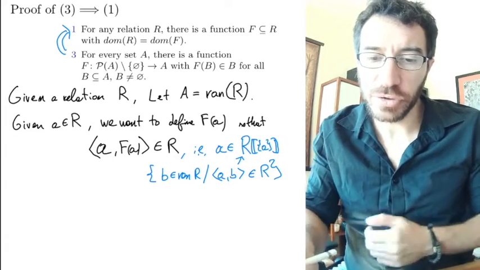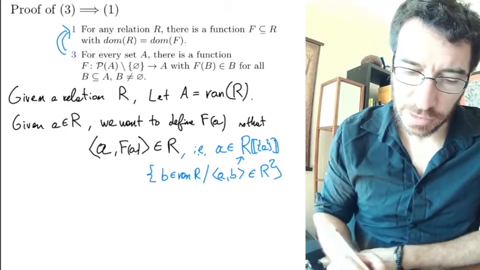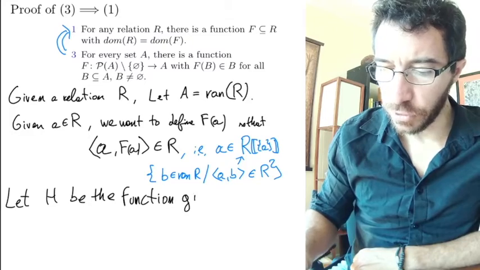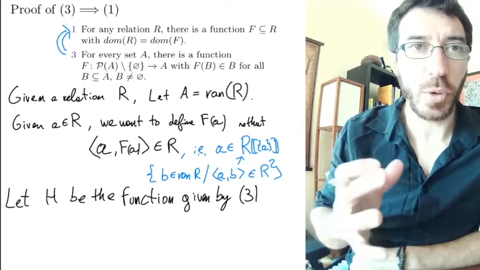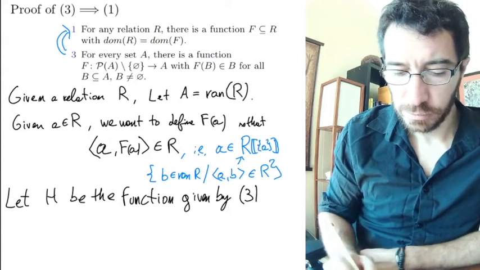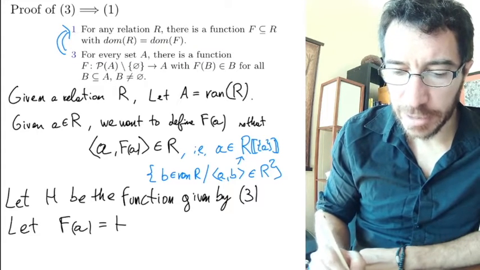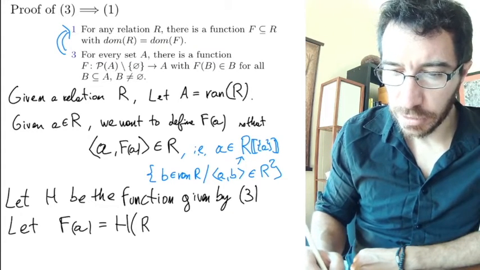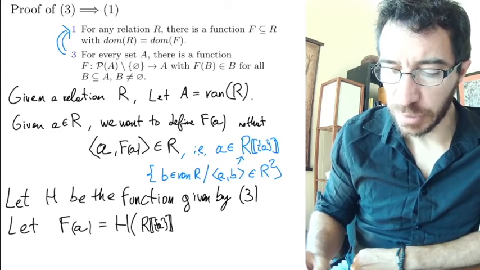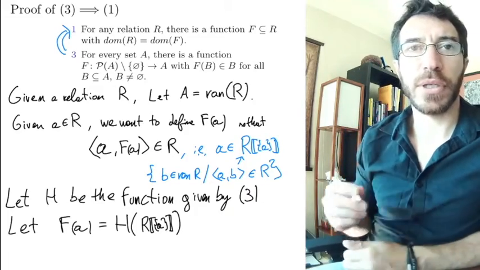So we have our function. Our function before gave us that. Let's call it something else. So let h be the function given by 3, which picks an element from each subset. And then finally we let f of little a be the element that h picks of the set R_a. So among all the possible ones, h is going to pick one. And that's the function that we want.